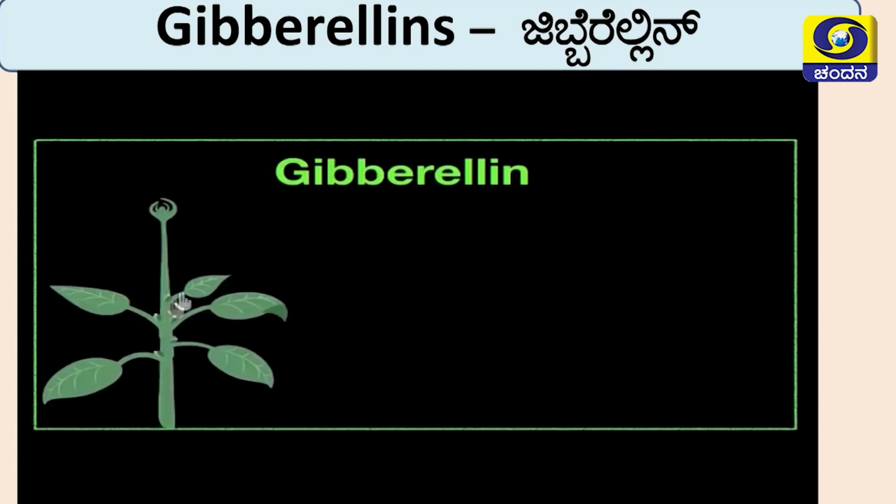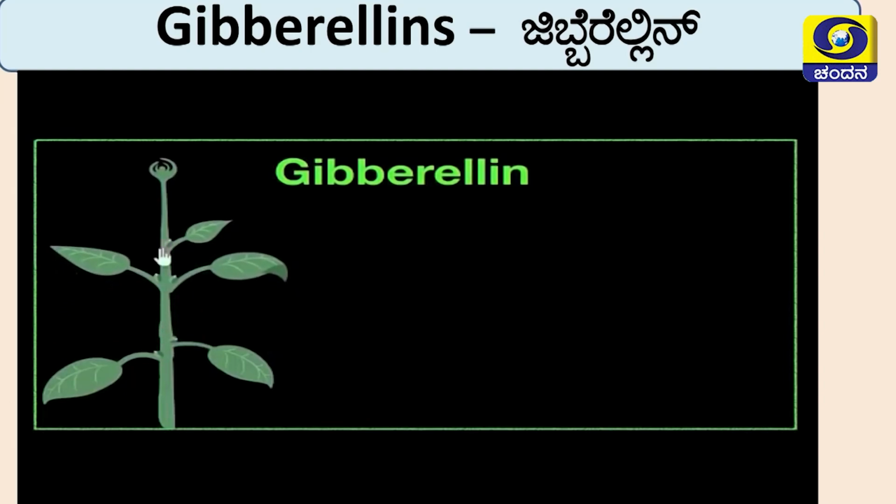Next we will see gibberellins. There are nodal regions between the leaves. At the axil of the leaf you find the nodal region. Between two nodes, whatever is present, those cells will grow and the length of the stem increases. So, gibberellins help in the growth of the stem, they help in elongation of the stem.